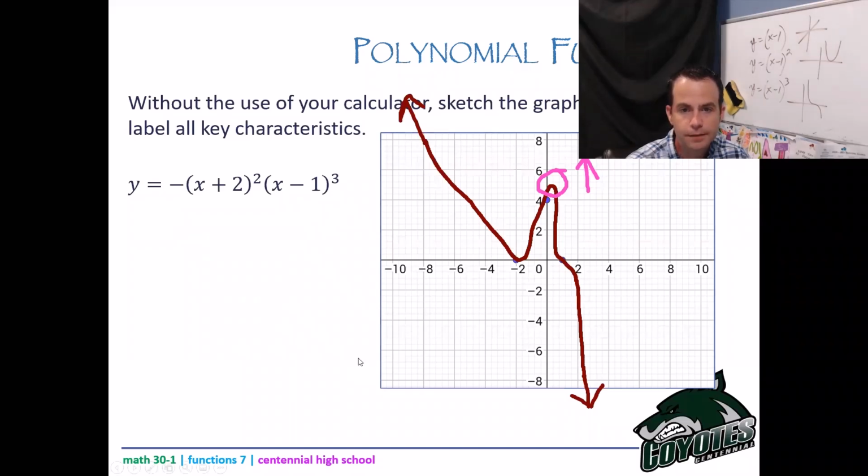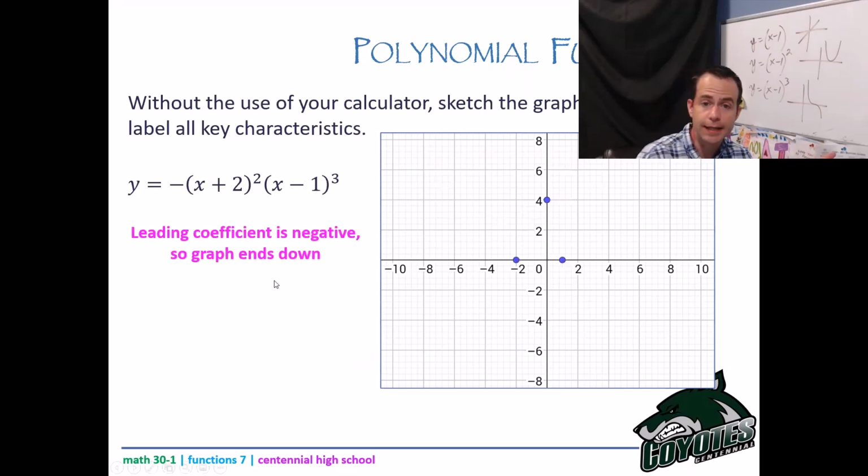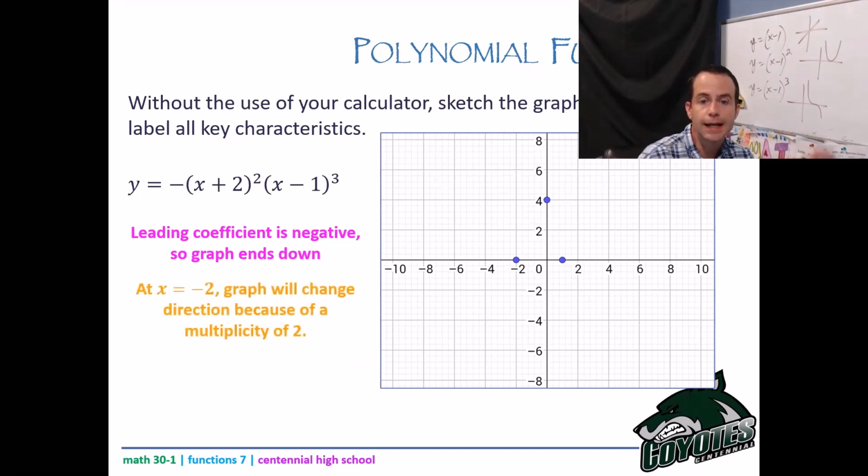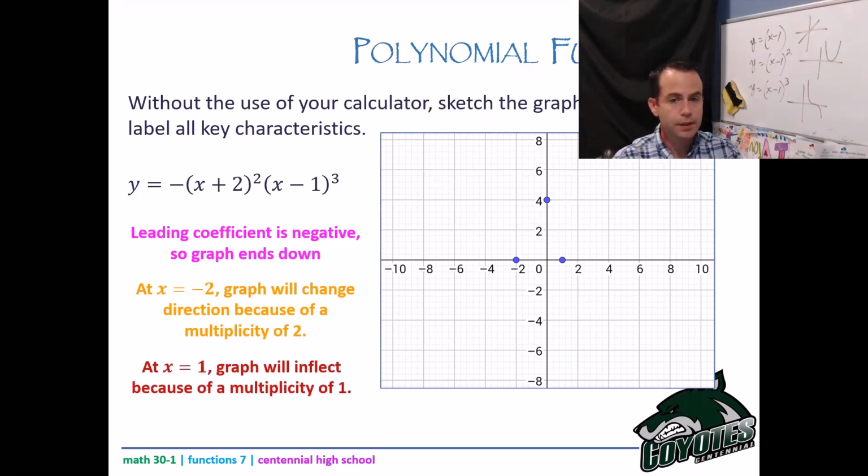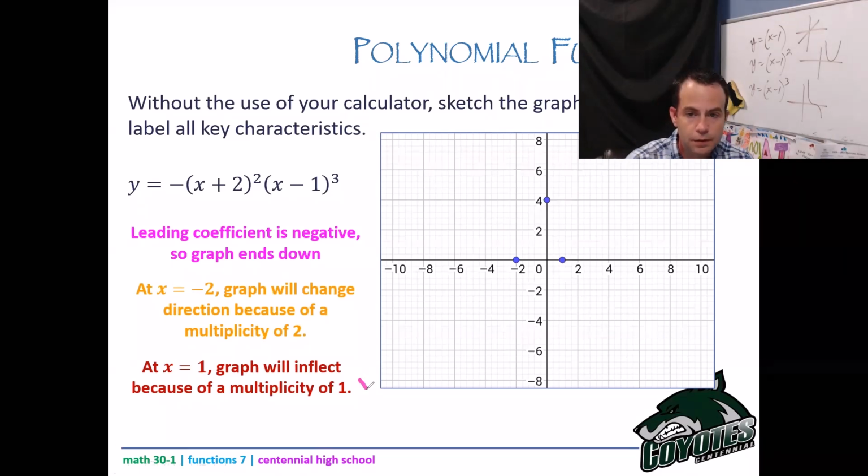Just gonna clear that. And so the leading coefficient is negative. I got a little ahead of myself here. The leading coefficient is negative, so the graph ends down. At x equals -2, the graph will change direction because of the multiplicity of 2. And then at x equals 1, the graph will inflect because of the multiplicity of 3. That's a typo there. That should say 3, not 1 there, okay?